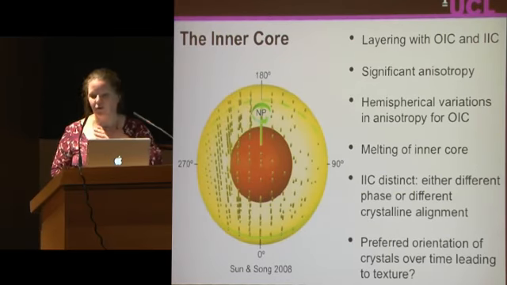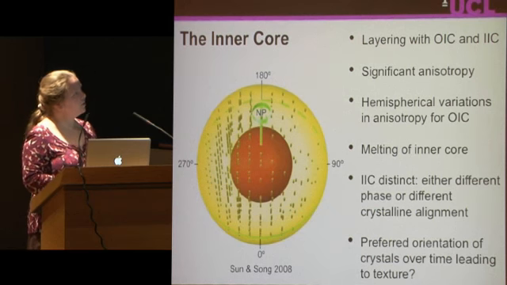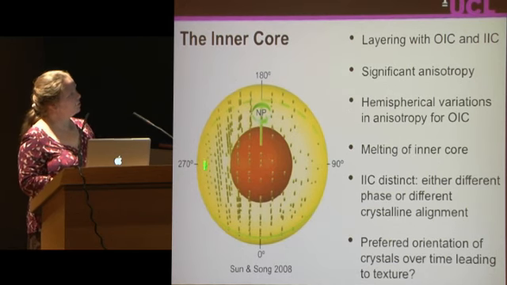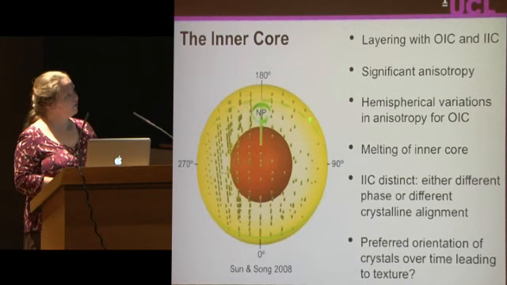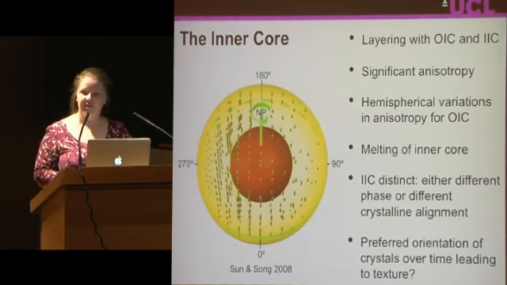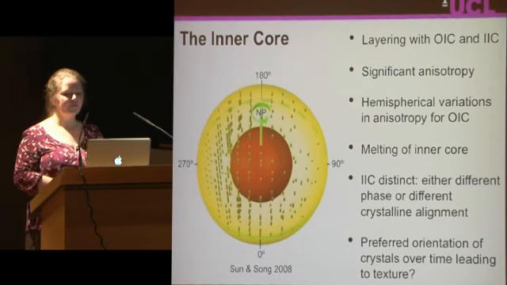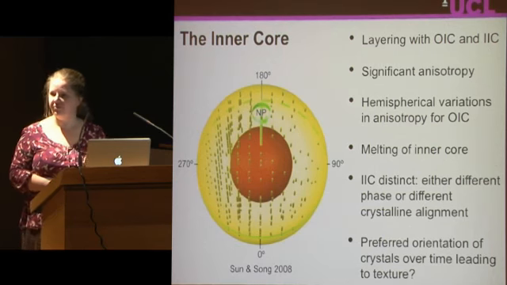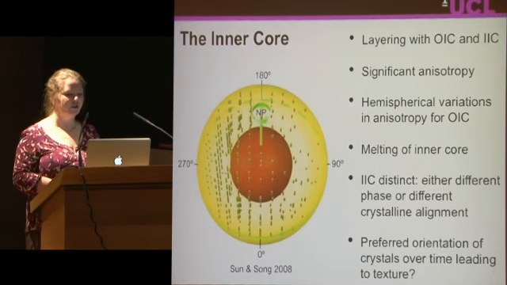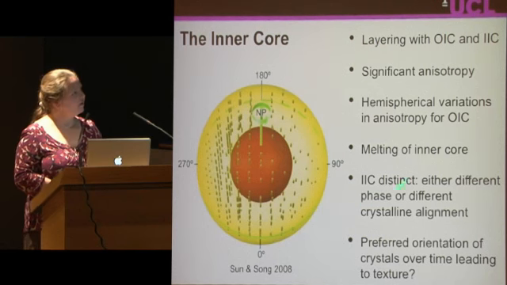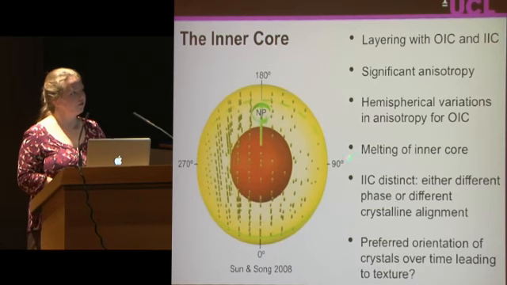So then we get to the inner core proper. There is this observed layering. So this is all the inner core. We have an outer inner core and an inner core. There's significant anisotropy, and the hemispherical variations that are observed in the seismology. And then I mention here melting of the inner core, which I'll come back to later.